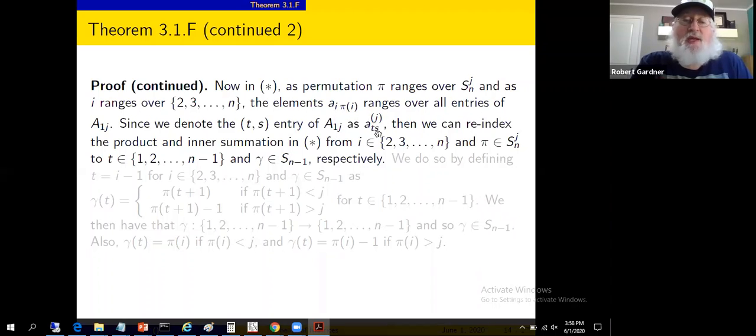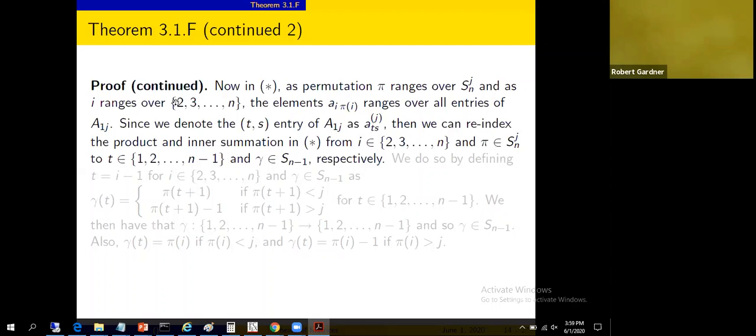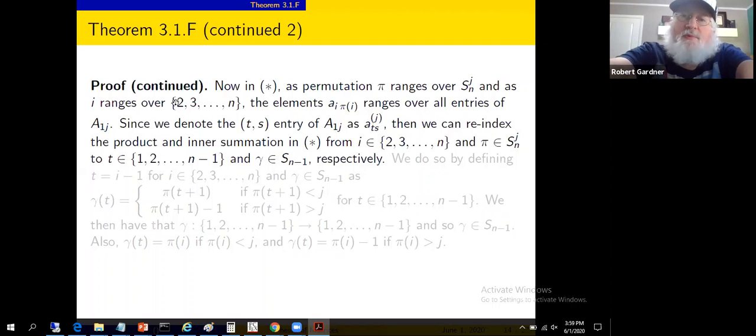Remember, T and S range from 1 to n minus 1. It mentions it for T right here. T ranges from 1 to n minus 1. Only problem we've got is I ranges from 2 to n, and we want T to range from 1 to n minus 1. Okay, T is missing this last n value, and I is missing the first value of 1. But other than that, it's the same number of numbers.